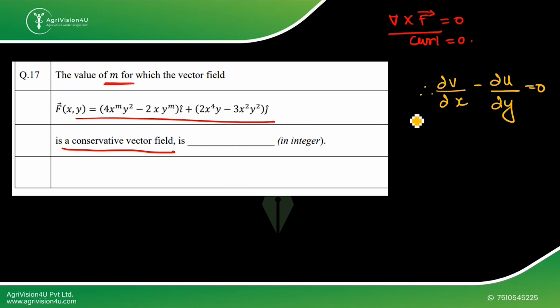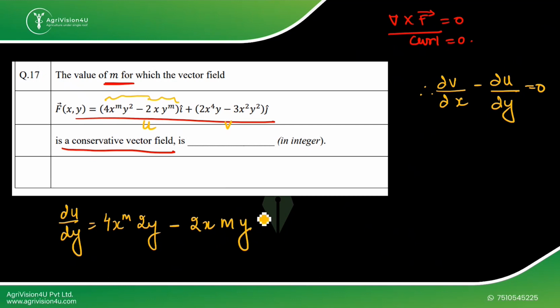So what is the V? What is U? U is here this, and this is V. So you have to calculate dou U by dou Y first. So dou U by dou Y will be, you have to calculate the differentiation of this part with respect to Y. So 8x, x to the power M will be constant, and 4 is also constant with respect to Y when you differentiate. So Y square will be 2Y minus, again 2x is constant, Y to the power M. So it will be M Y to the power M minus 1, right? So you can write it here.